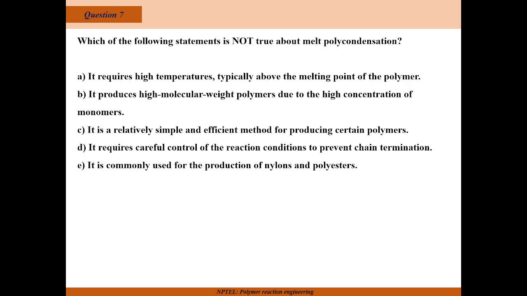Probably that is the only statement I have a doubt about, whether it is commonly used for nylons and polyesters. Generally, in melt polymerization, we go for a melting. First point is clear. Of course, it is a simple and efficient method.